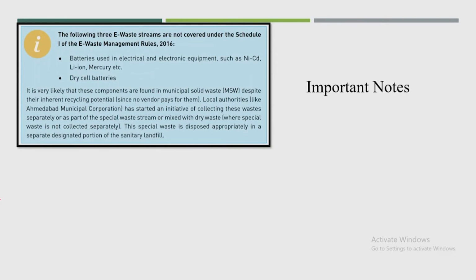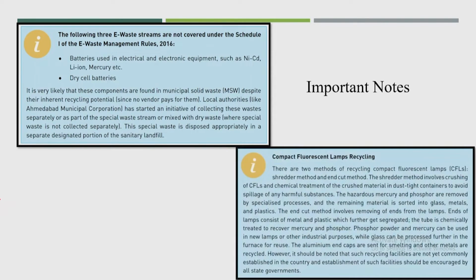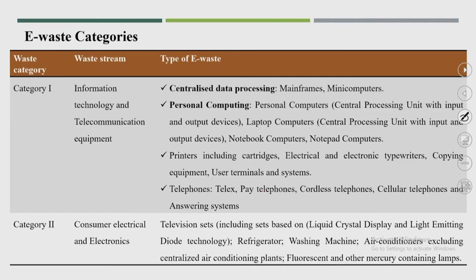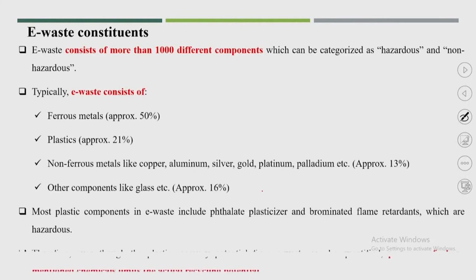So, the important note here is that batteries used in electronic equipment are not considered under the e-waste management rule. Okay. Even dry cell batteries and CFLs are not under the e-waste category. So, you remember that there are only two categories. One is information technology and telecommunication equipment, and the second category is consumer electrical and electronics.